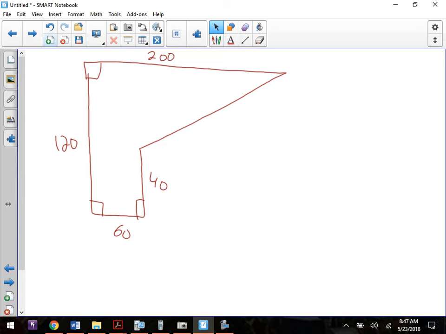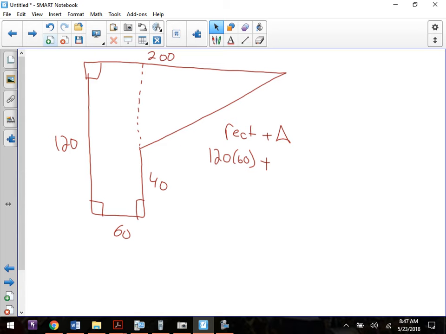Now, this is a composite figure. Easiest thing to do here is to draw it out as a rectangle plus a triangle. Okay. Now the rectangle is easy, 120 by 60.